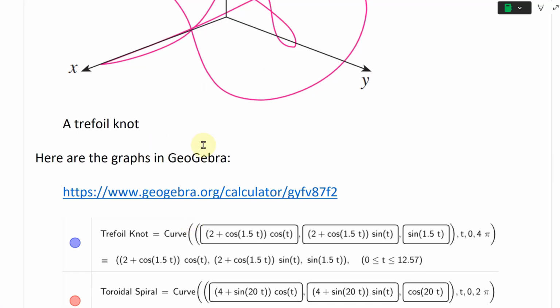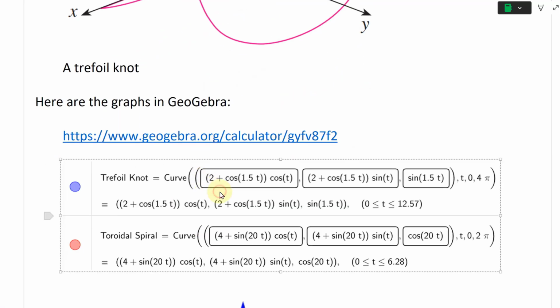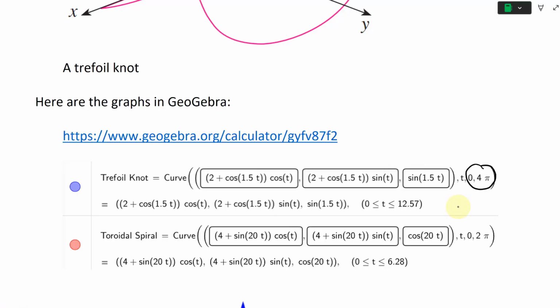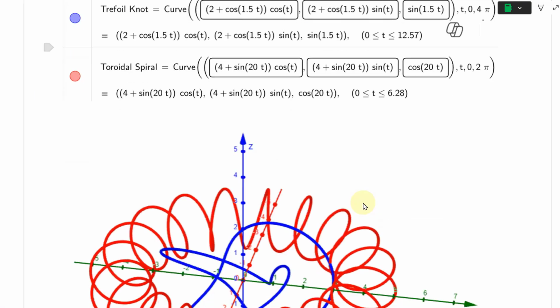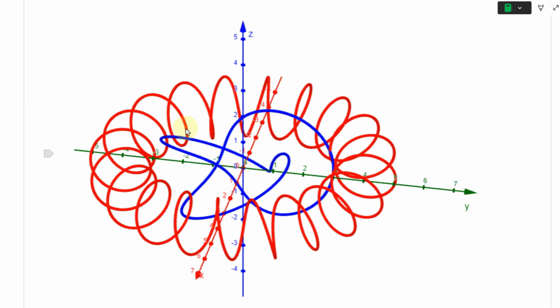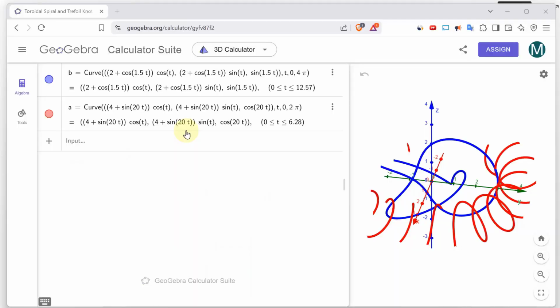So here are the graphs in GeoGebra, and what you can do is just plug that in. You can write curve right here, and you also indicate the parameter. So I put the x, y, and z components with the parameter t, and then you indicate the domain of t. I put t from 0 to 4 pi. This one's 0 to 2 pi. Again, I just do it until something lines up, until it does a full loop. So here it is, both of them graphed like that. It's pretty amazing stuff.